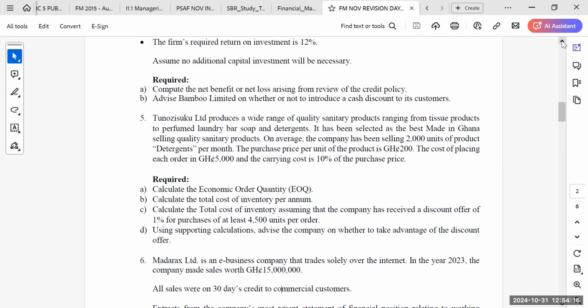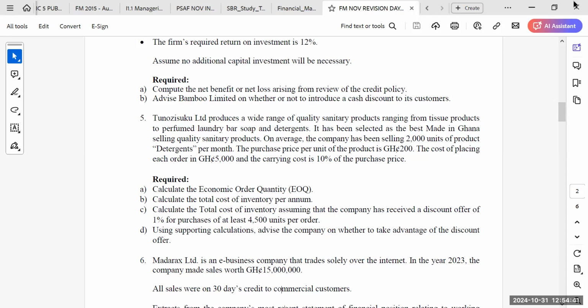Yes, they should accept the discount offer since it will reduce their total cost of inventory by 46065. Or you have actually calculated the difference, isn't it? Yes. Okay. So that is not bad. That is all. Okay. Let's try. So this is all about this one.